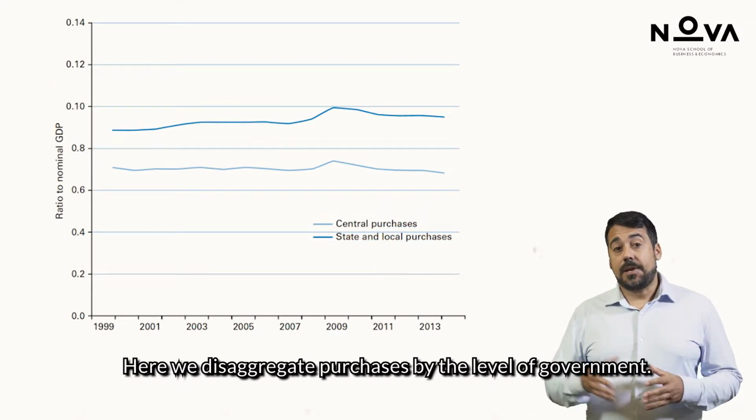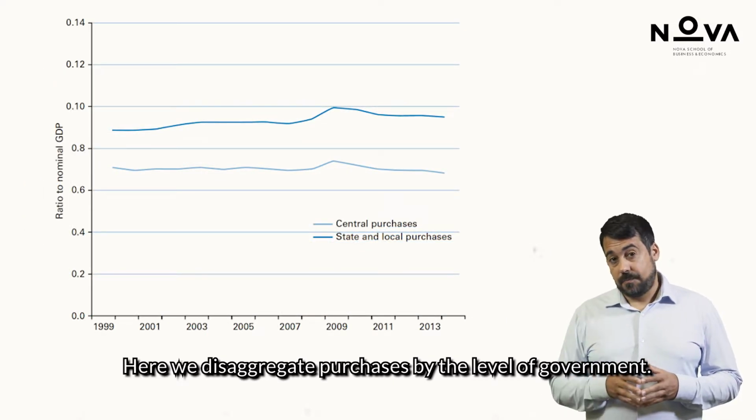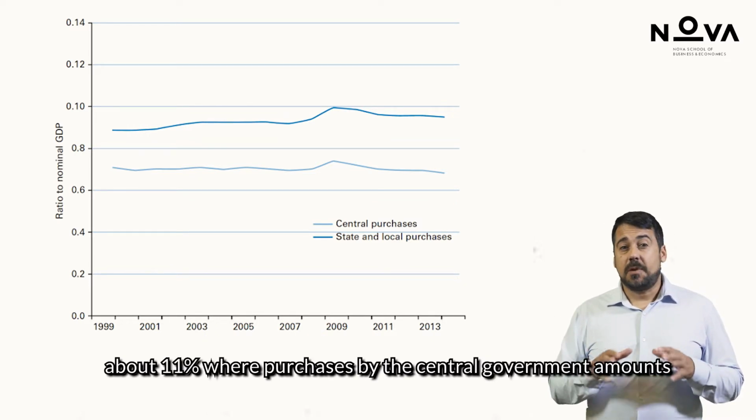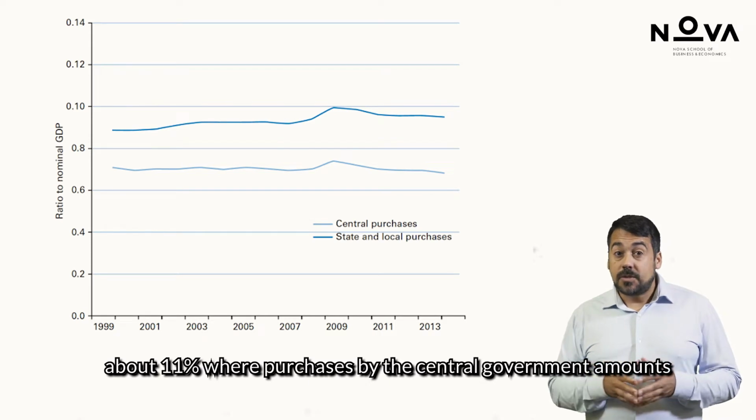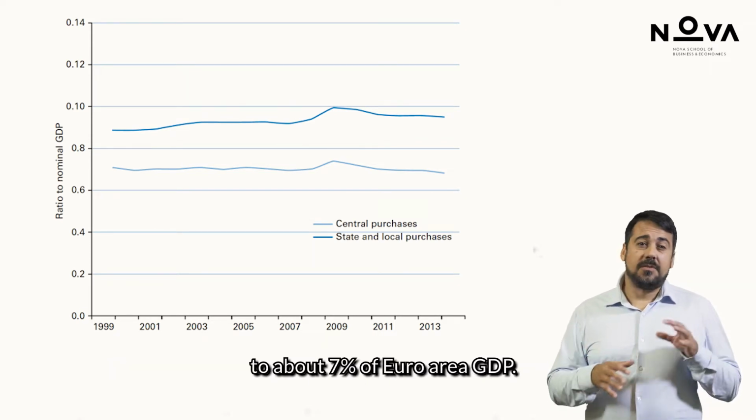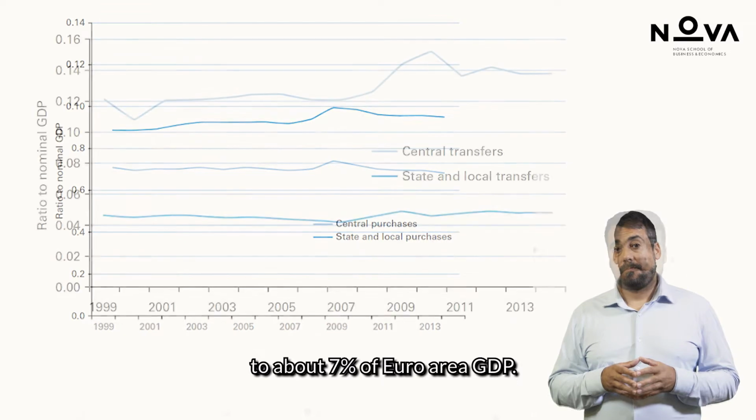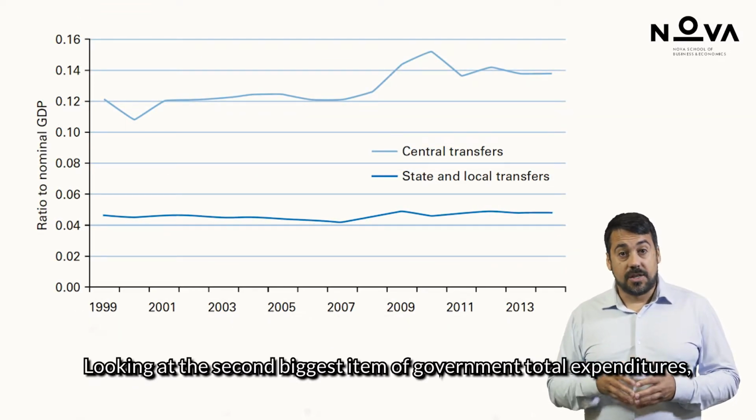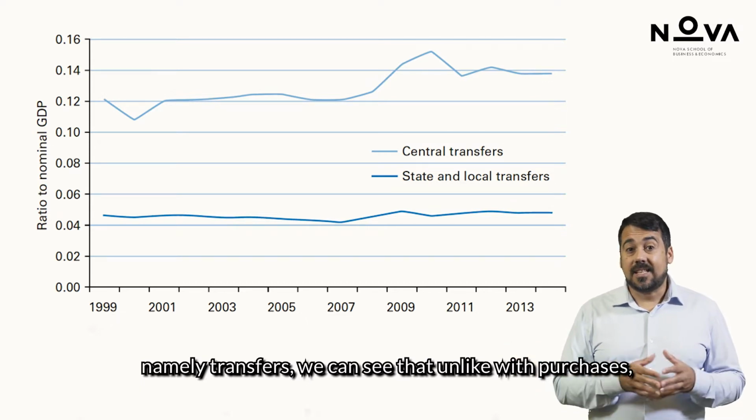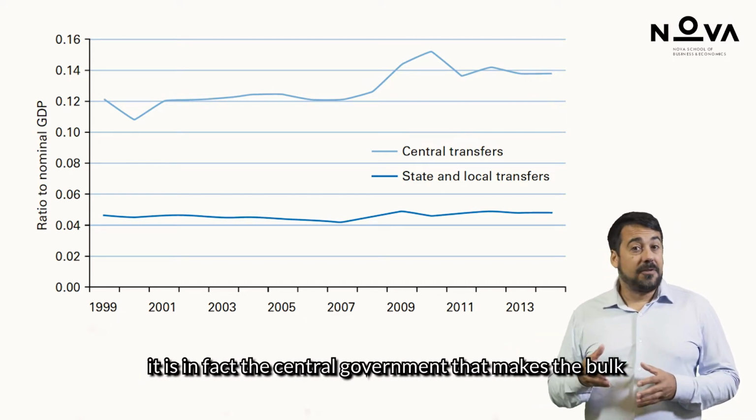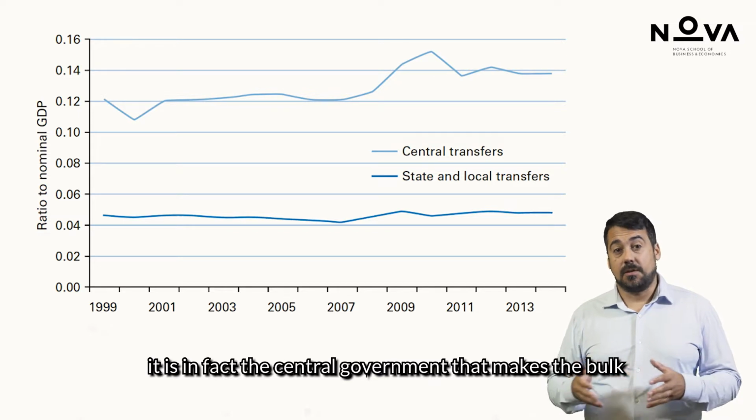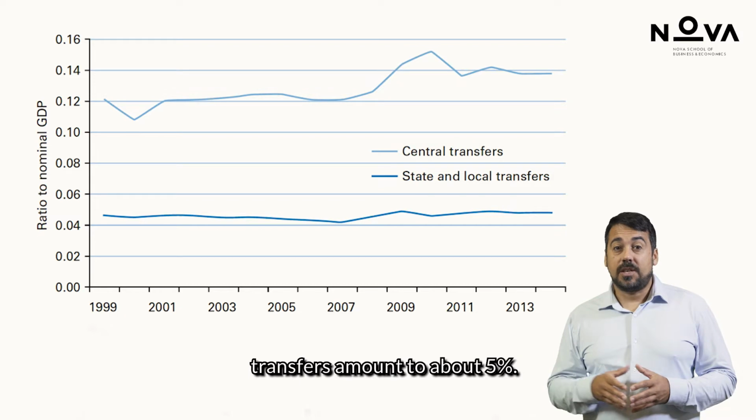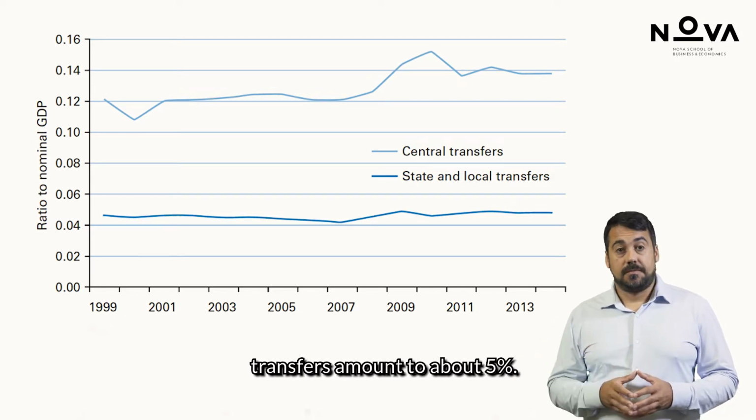Here, we disaggregate purchases by the level of government. Most of them are executed at the state and local level, reaching about 11%, where purchases by the central government amount to about 7% of euro area GDP. Looking at the second biggest item of government total expenditures, namely transfers, we can see that unlike with purchases, it is in fact the central government that makes the bulk of them, to about 14% of GDP, where state and local government transfers amount to about 5%.